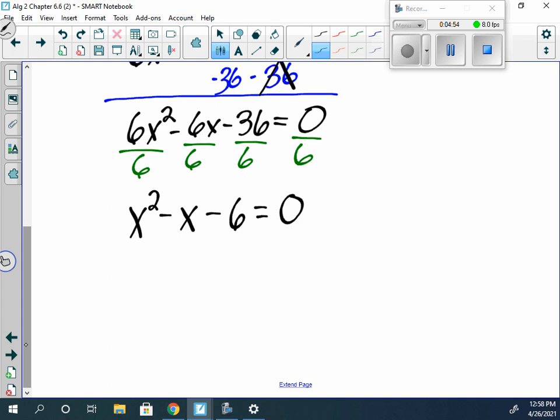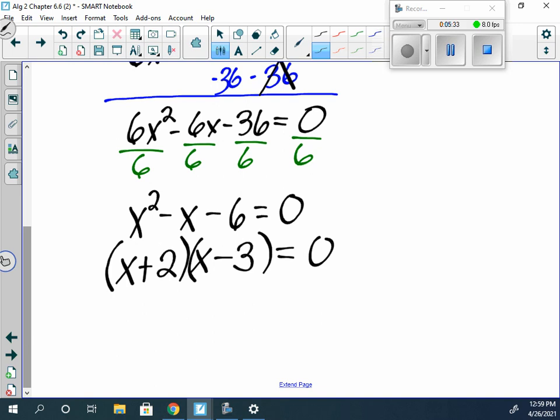So what can we do from here? We can factor it. So we'll have our two sets of parentheses. Since the third term is negative, our signs are going to be opposite. One's going to be positive and one's going to be negative. The factors of x squared are going to be x and x, because those are the only factors of x squared. And our factors of 6 that we want to use would be positive 2 and negative 3. Any questions on this so far?